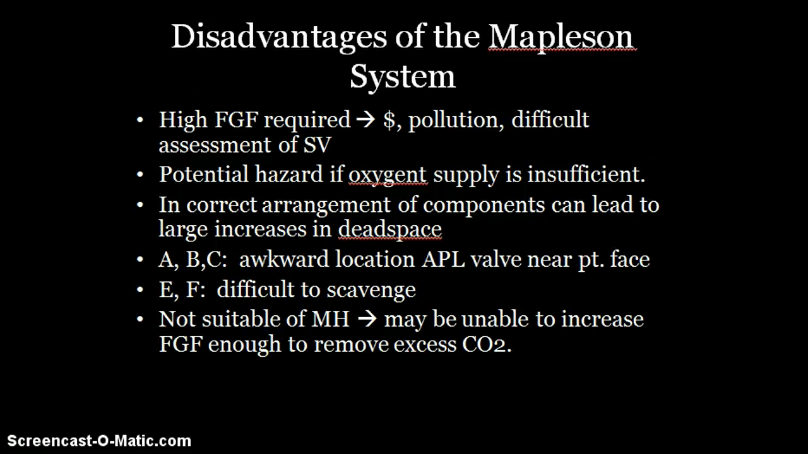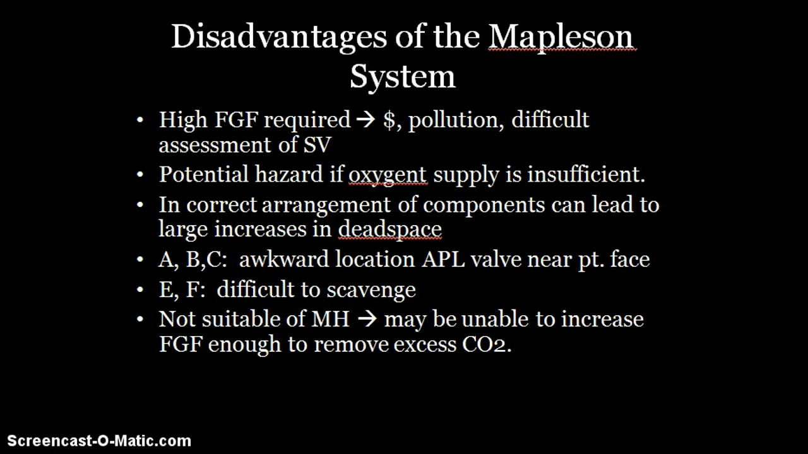Disadvantages of the Mapleson system include a requirement for high fresh gas flow rates, resulting in wasted anesthetic gases and increased cost, as well as OR pollution. High fresh gas flow also makes assessment of spontaneous ventilation difficult and can lead to potential hazards if the oxygen supply is inadequate to meet the demand.